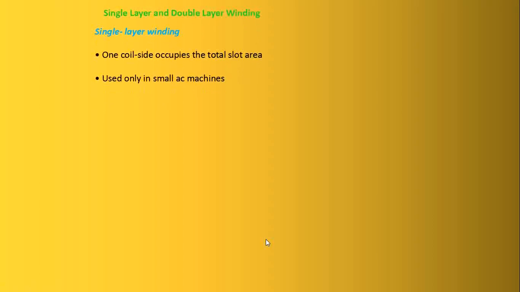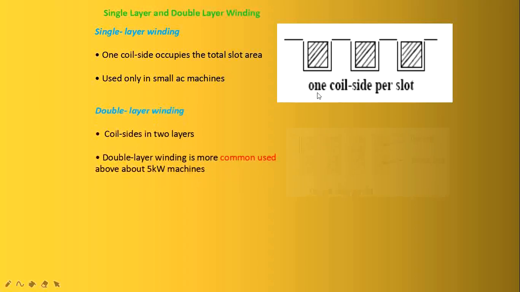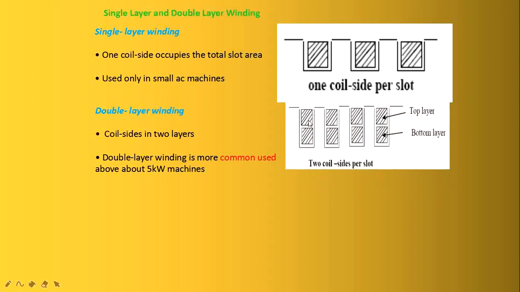So come to the single layer and double layer winding. This is the single layer winding, where there is one coil side per slot. This is the single layer winding diagram. But in case of double layer winding, there are two coil sides per slot. Two coils are given in one particular slot. This is the top layer and this is the bottom layer.